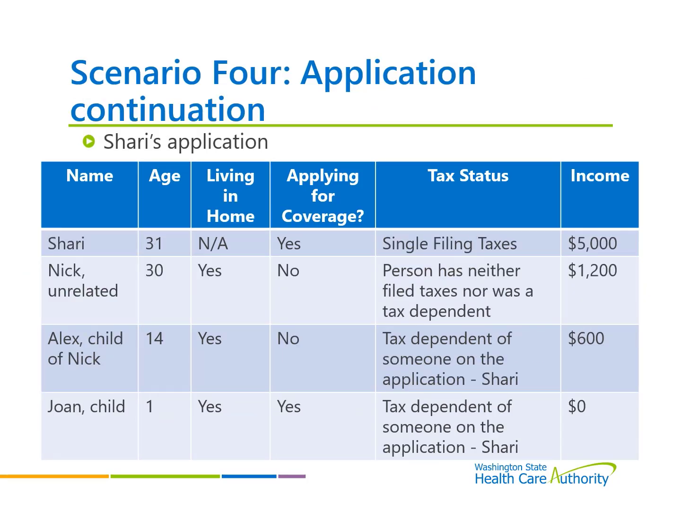Here are the details for Sherry's application. Take a moment to review this slide. As you can see, Alex and Nick are included in the application even though they are not related to Sherry. Alex is included because he is a tax dependent of Sherry and Joan is a sibling.